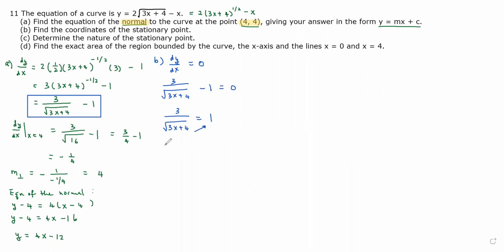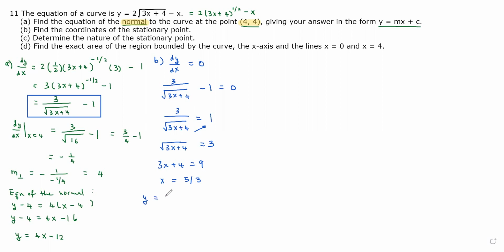Cross multiplying, we have square root of 3x plus 4 equals 3. Squaring throughout, 3x plus 4 is 9. And solving for x, we have x equals 5 over 3. We need to find the coordinates of the stationary point, so we need to find the y coordinate of the function. We use the original equation.